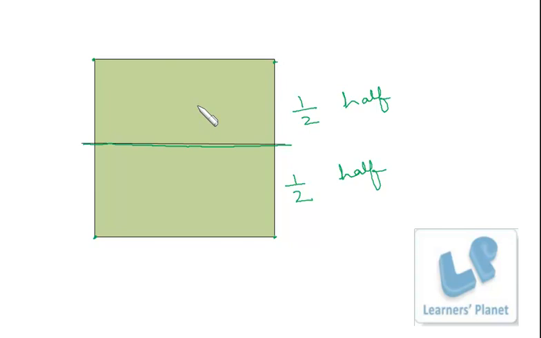And the other way by which you can make the square half is also there. And how would I make 4 pieces?